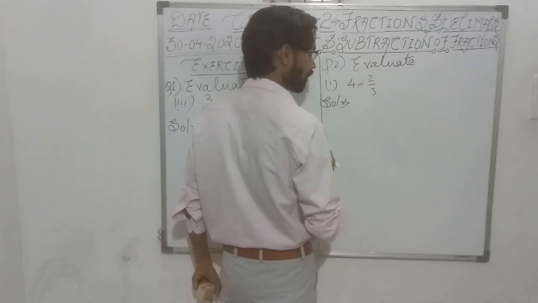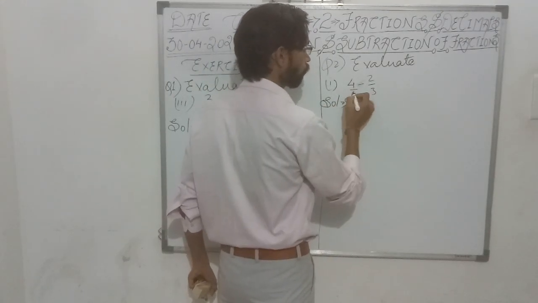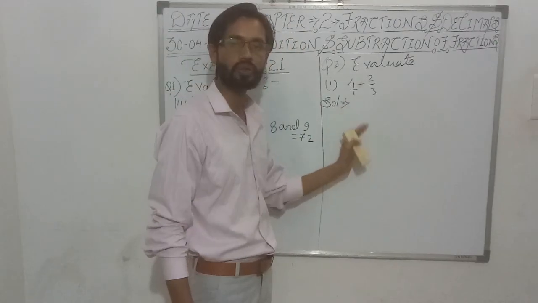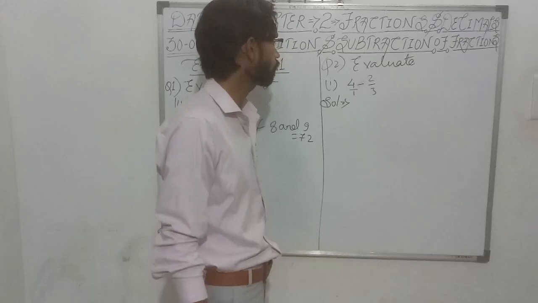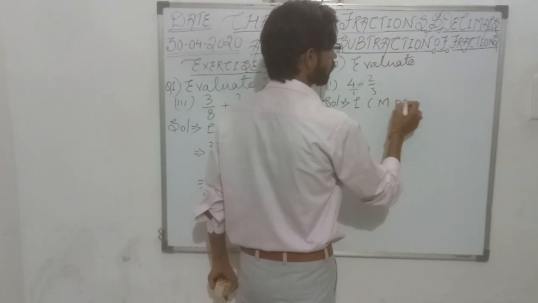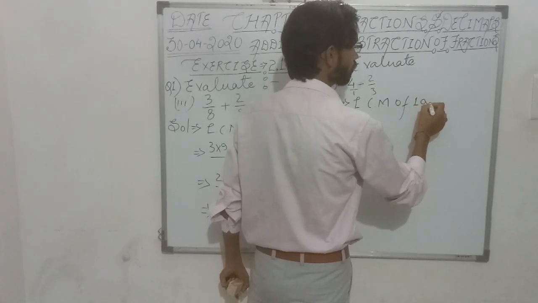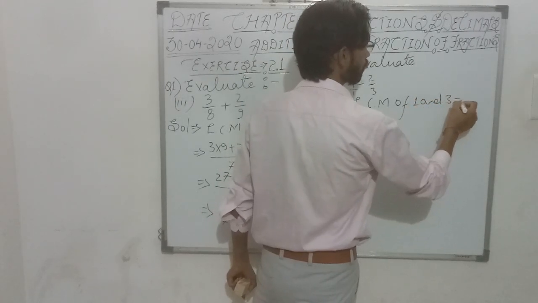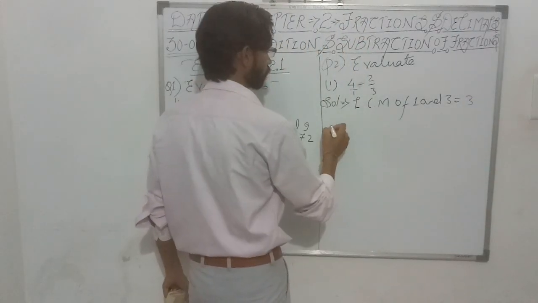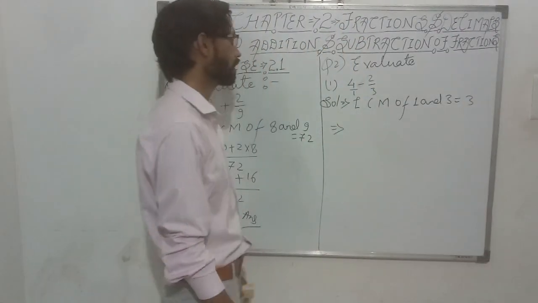For our convenience, we'll put 1 in the denominator so that it helps us in solving the question. The same method again: we will take the LCM of 1 and 3. That will be 3, 3 ones are 3. LCM will be 3. Okay, and we will move on to the next step.